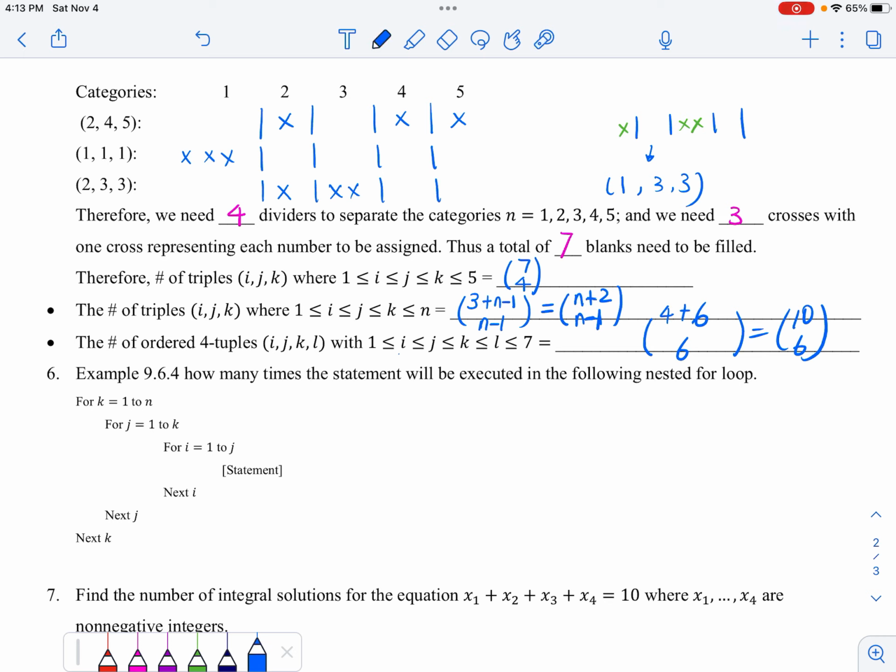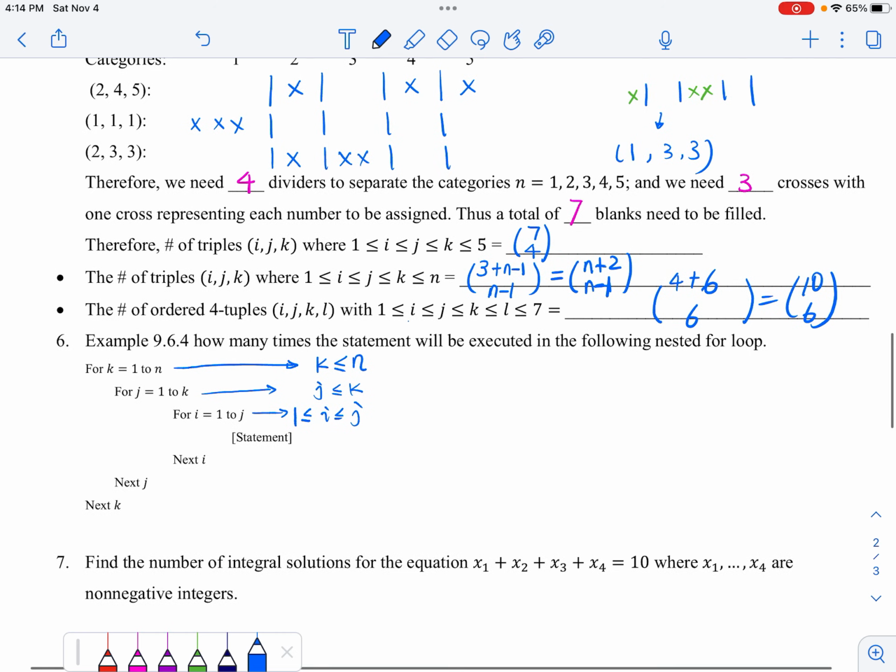So I hope that you can see that this first statement is considered as k less than or equal to n. The second one you can see that as j less than or equal to k. And the next one you can see that i is less than or equal to j. And by the way, they're all greater than or equal to 1.